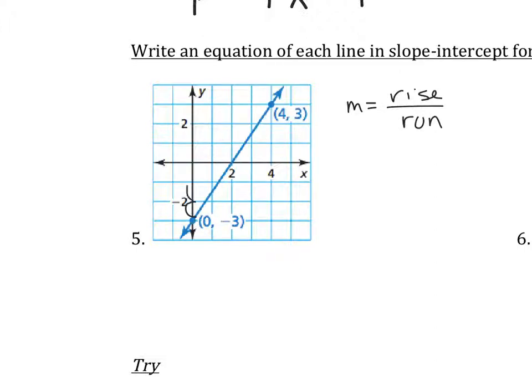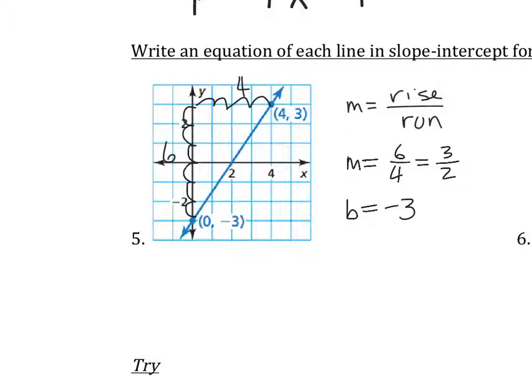So if I'm counting rise, it's up 1, 2, 3, 4, 5, 6. Run 1, 2, 3, 4. So my m here is 6 over 4, which reduces down to 3 over 2 once I divide each of them by 2. Okay, so I have my slope. Now I'm going to need my y-intercept or my b. And remember, y-intercept means where my line crosses the y-axis. So right here is where my line crosses the y-axis, down 1, 2, 3. So my b is -3.